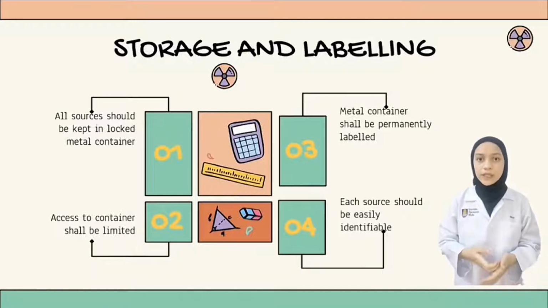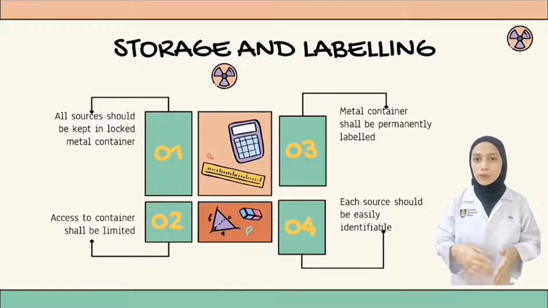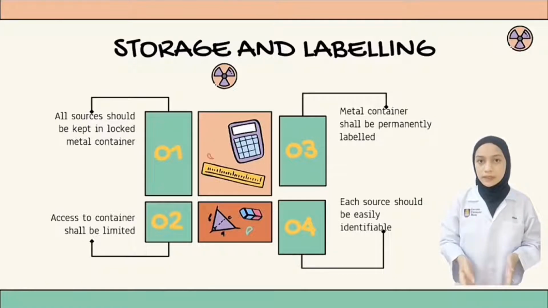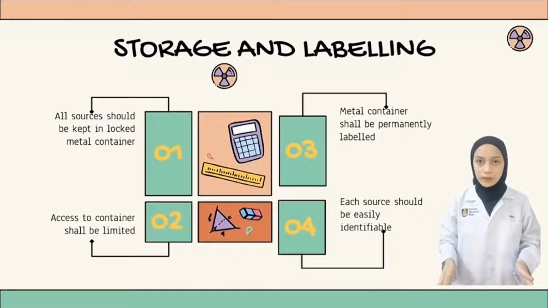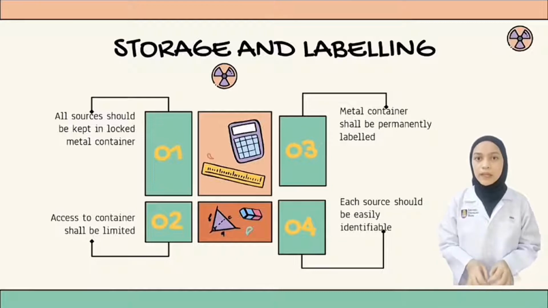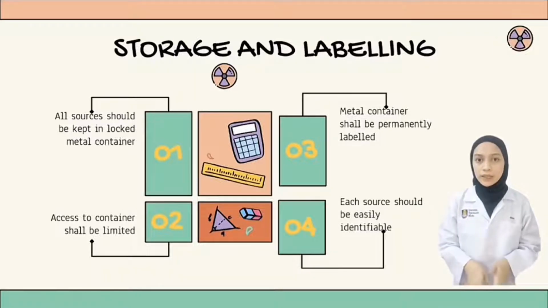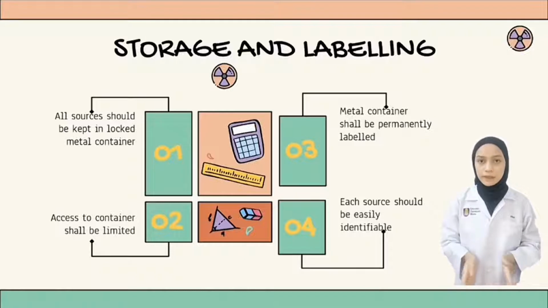In addition, access to containers or rooms that contain radioactive material must be limited. Only an authorized person, such as teachers and lab instructors, should be allowed. Metal containers should be permanently labeled and the label must be understandable for people to read. When a metal container is marked, it is much easier to identify each source of radioactive substance.